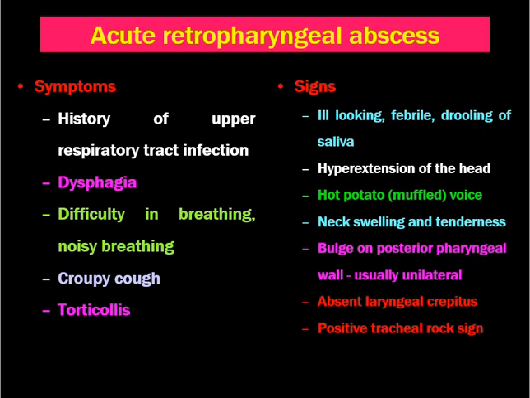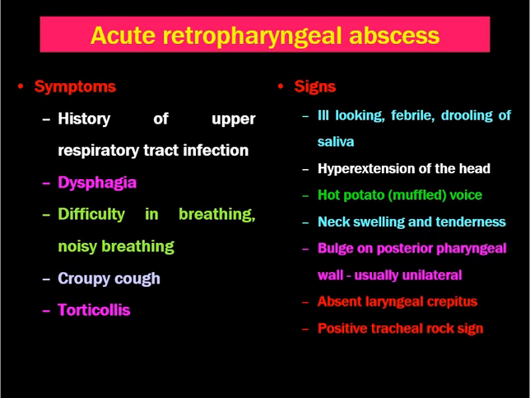The child will be ill looking, febrile, and there will be drooling of saliva because the child cannot swallow properly. The child will have hyperextension of the neck and head so that more pus can be retained there. If the child flexes the neck, then there will be difficulty in breathing. The voice will be like a hot potato, a muffled voice, because of compression on the oropharynx.